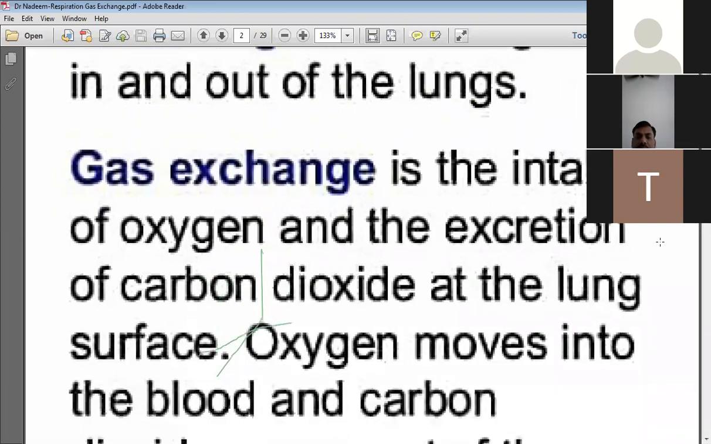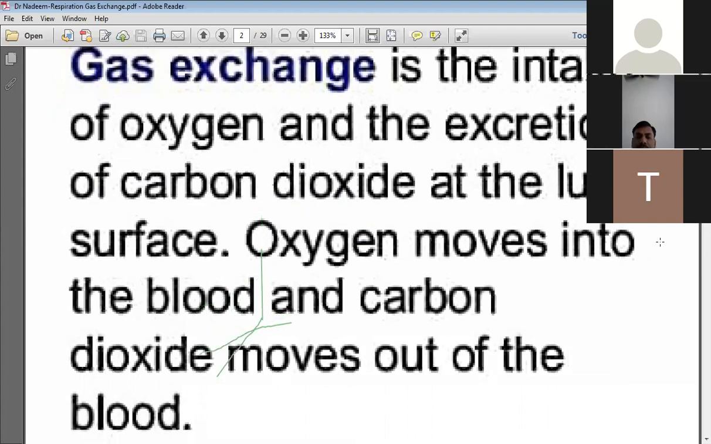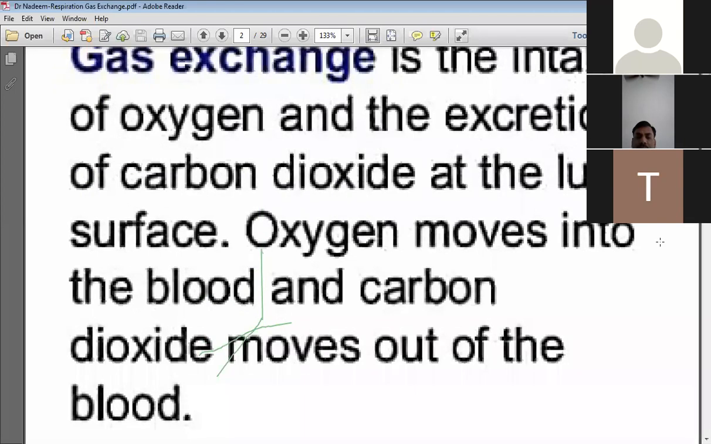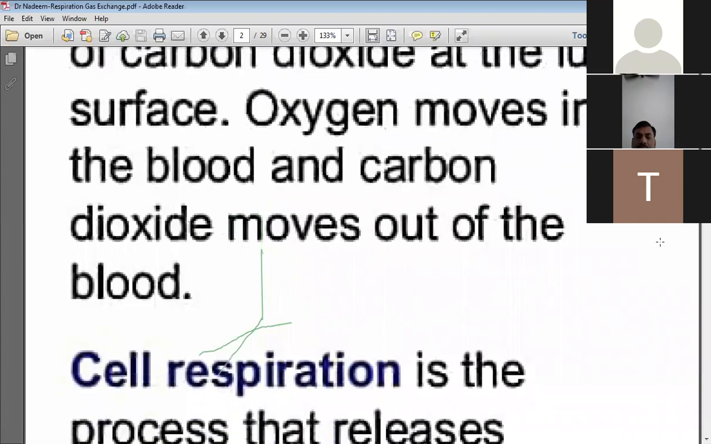In this gaseous exchange, oxygen, which is taken through air by the lungs, is exchanged through the alveoli part of the lung. That is the main site for the exchange. In exchange, one gas is taken in, another gas is expelled out. Here the oxygen is taken in and carbon dioxide is expelled out of the body. It occurs at the lung surface. The main site is the alveoli. Both the processes are opposite to each other.